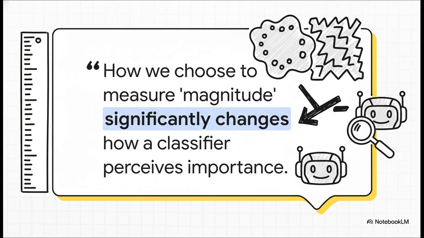Look, this is not just some abstract academic thing. It has real consequences. There's this quote from Duda and Hart, which is basically the textbook on this stuff, and it says it all. How we choose to measure magnitude significantly changes how a classifier perceives the importance of individual features. What does that mean? It means the ruler you pick directly changes what your AI thinks is important. It's a fundamental choice. So the big takeaway here is your choice of ruler really matters.